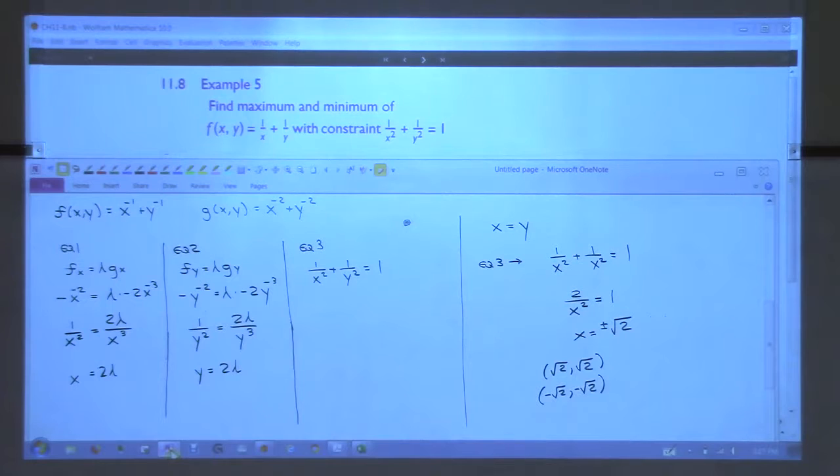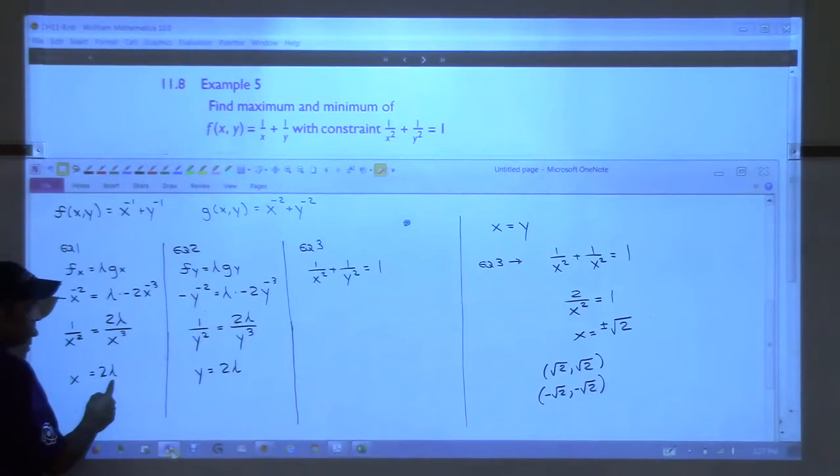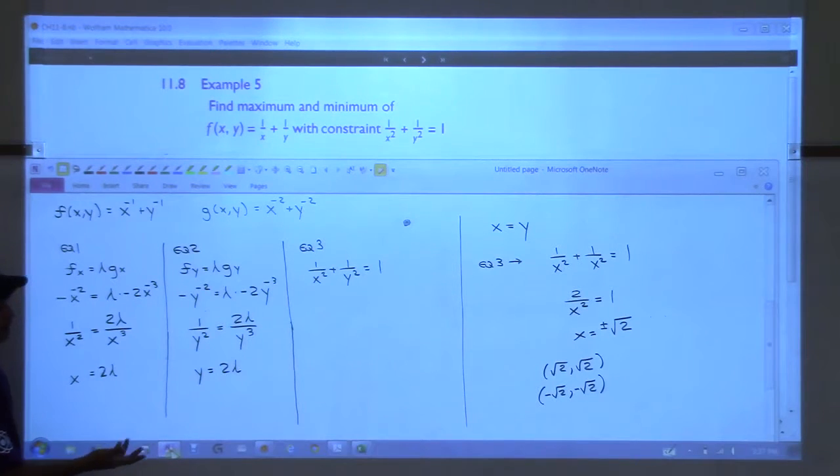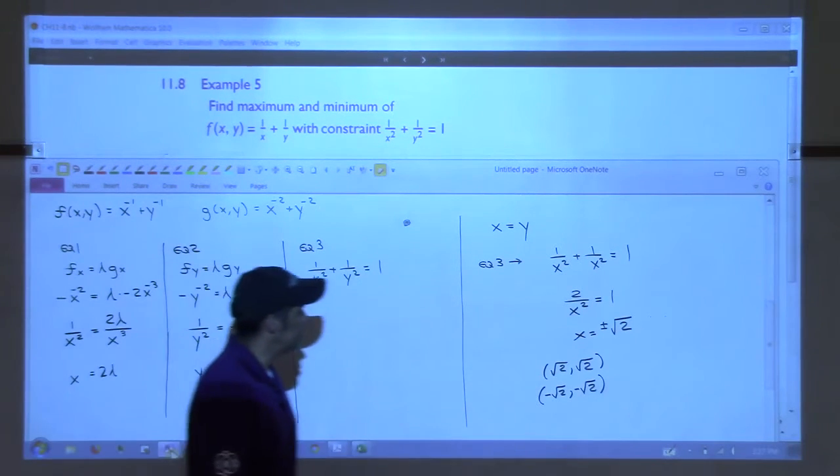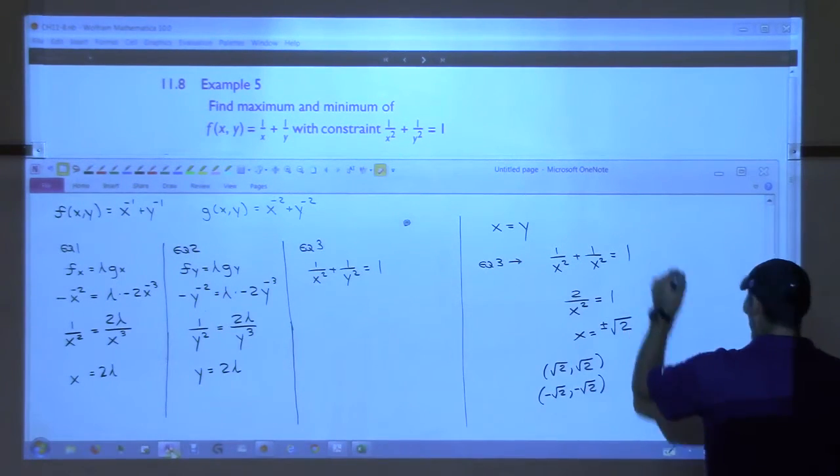Are we missing anything? I think because x and y can't be zero, it really saves us a lot of trouble here. We can't even consider what if lambda was zero, because if lambda was zero, then both x and y are zero, and then we can't do it. So I think we're good here. So we plug these into the original function, and we should get our max and min.